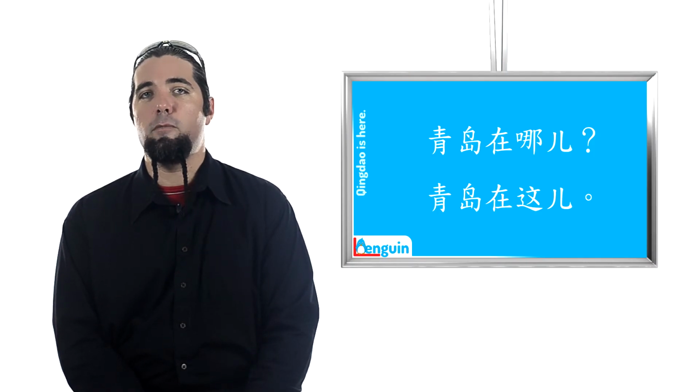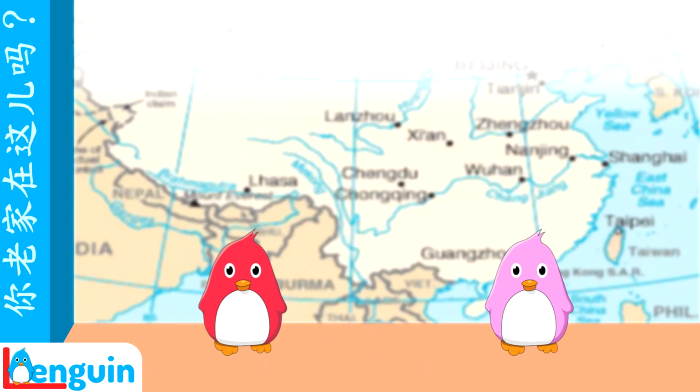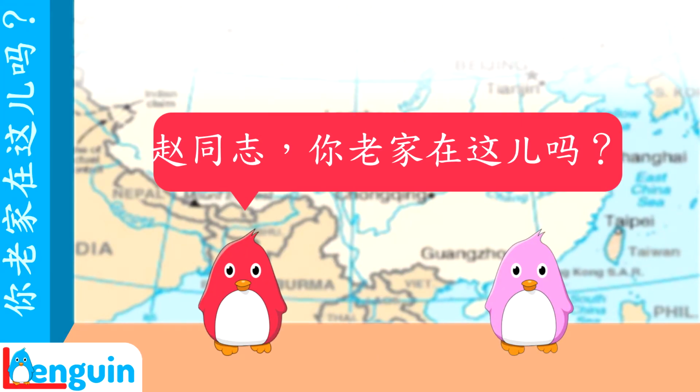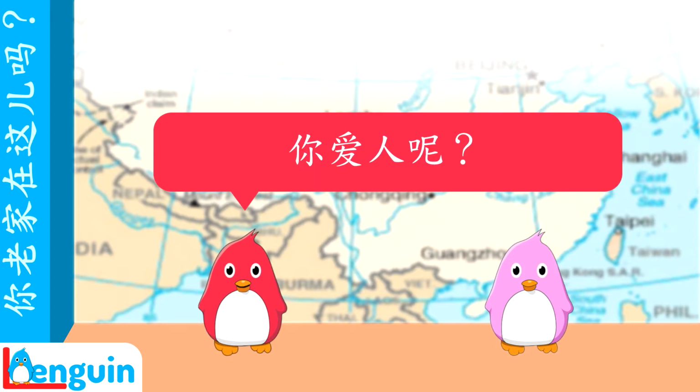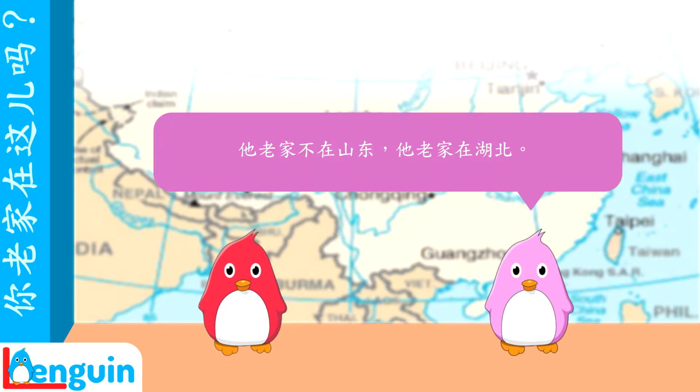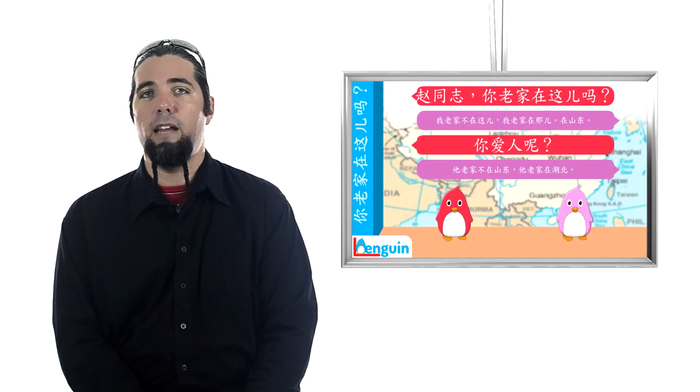Now let's listen as Mr. Anderson joins Mr. Martin and Mrs. Zhao at the map. Mr. Anderson is talking to Mrs. Zhao. 哎，赵同志，你老家在这儿吗？ 我老家不在这儿，我老家在那儿，在山东。 你爱人呢？ 他老家不在山东，他老家在河北。 Now you take the part of Mr. Anderson in the conversation. Pointing on the map, ask Mrs. Zhao if her family comes from here. Then ask about her husband's family.